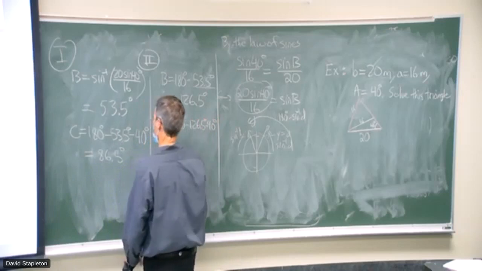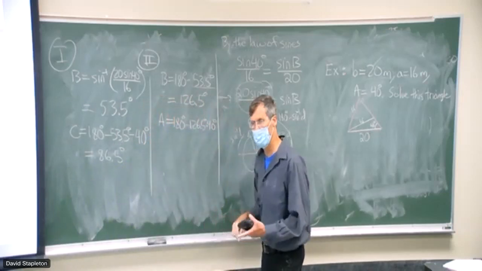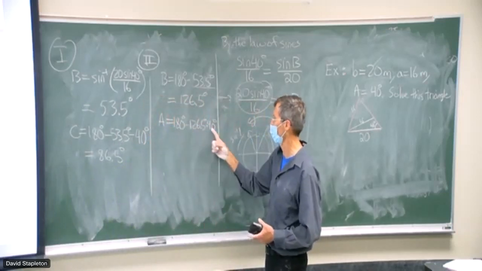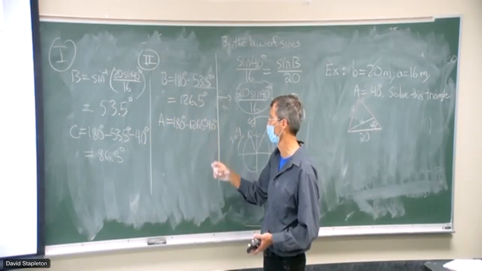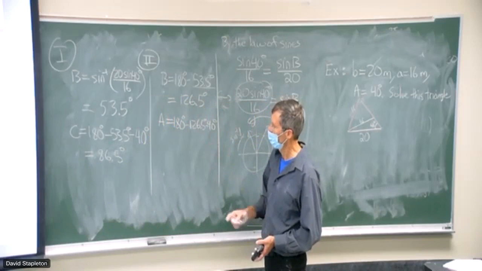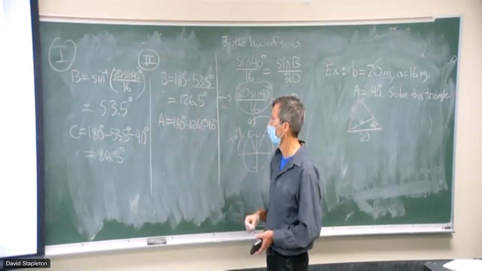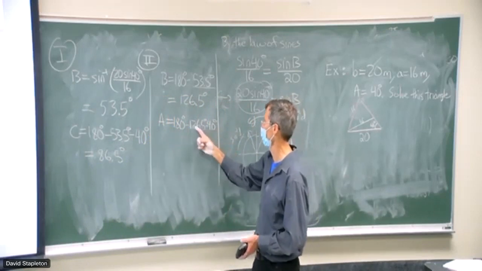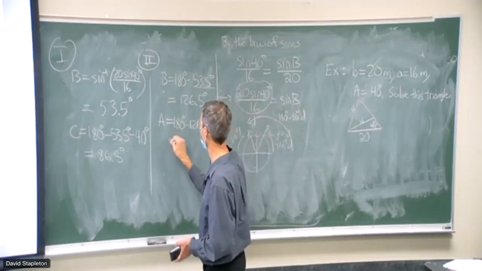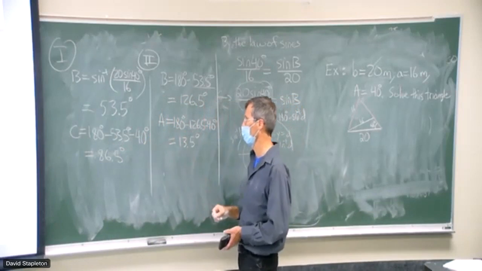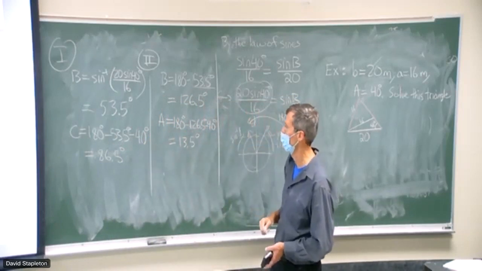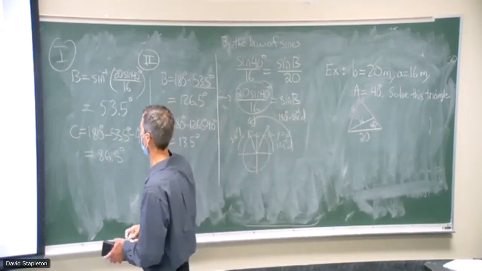I'll remind you what happens here too. If there's only one triangle, what you'll find out is you get a negative angle at the end here. If you get a negative angle, that means it's impossible to do this one, so you just keep the first one. But this one's not going to be negative. 13.5 degrees is left. So if you get two positive angles, then you know there's actually two triangles. So now I have all the angles.